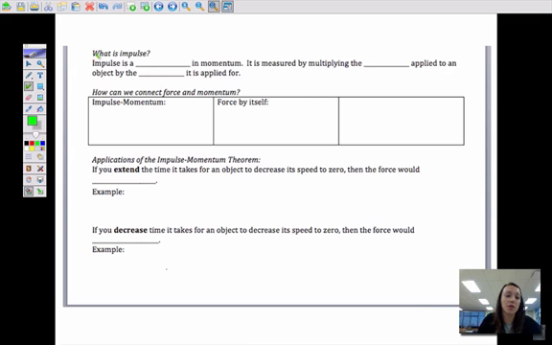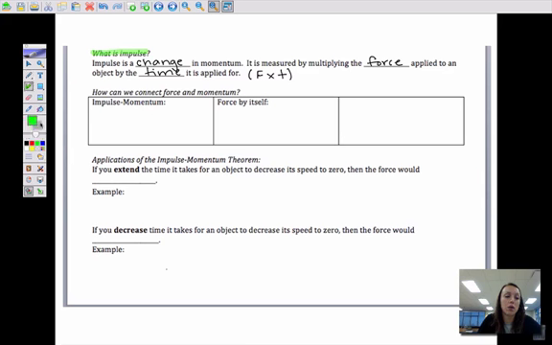So the second question we're going to ask ourselves is, what is impulse? Impulse is a change in momentum. And it's measured by the force applied to an object times the time it's applied for. So mathematically, it would look like F for force times t for time.